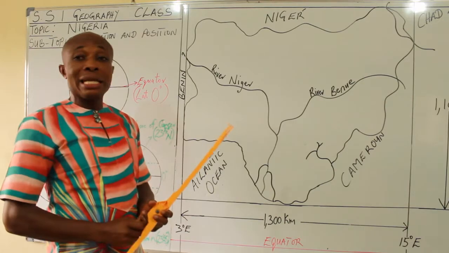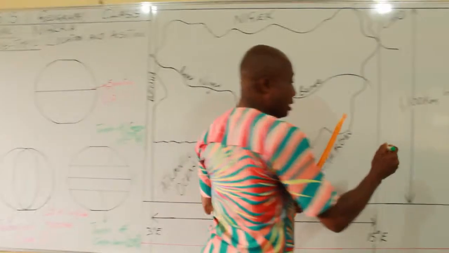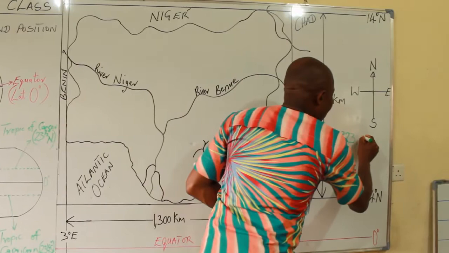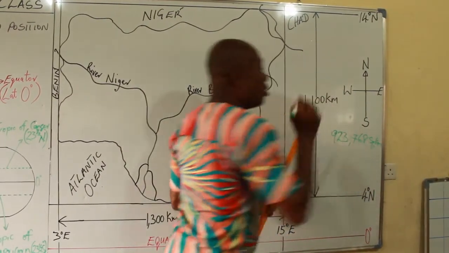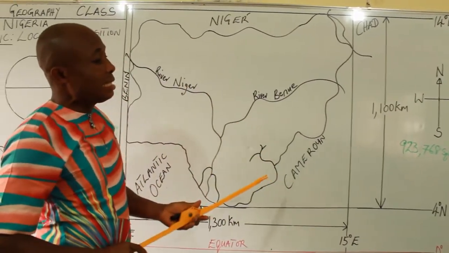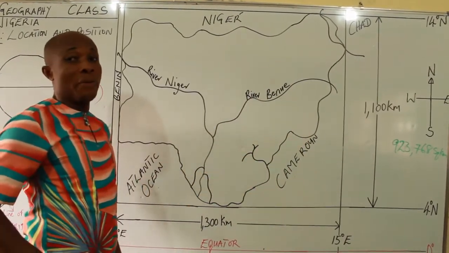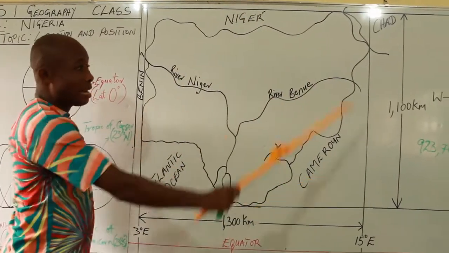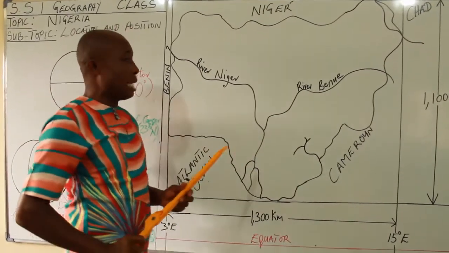And Nigeria as a country has a landmass of 923,768 square kilometers. That is the approximate landmass of Nigeria. And that is the approximate landmass of Nigeria. I hope you have taken note of what I have just explained.